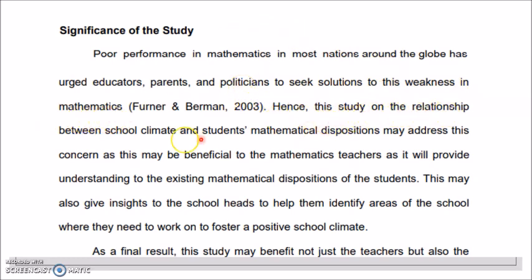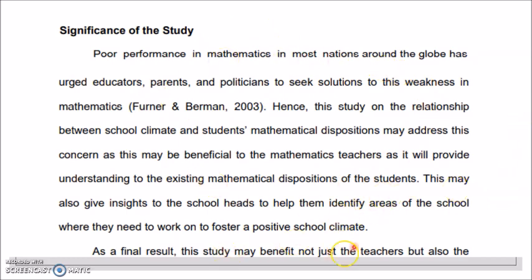So, sabi niya, hence, this study on the relationship between school climate and students' mathematical dispositions may address this concern as this may be beneficial to the mathematics teachers, as it will provide understanding to the existing mathematical dispositions of the students. This may also give insights to the school heads to help them identify areas of the school where they need to work on to foster a positive school climate. Okay? So, yun yung global importance niya.